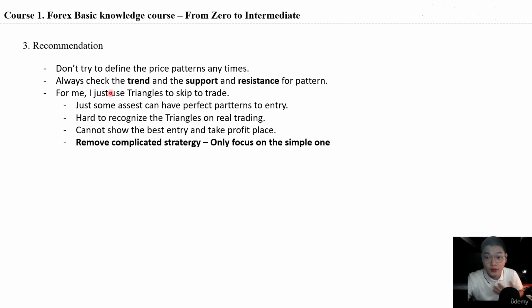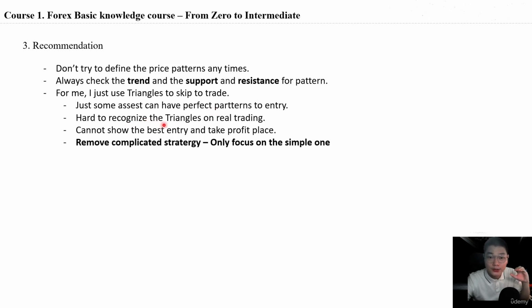And for me, you can follow me. I just use the triangle to skip the trade, because everything when price comes to the triangle is very complicated. The first reason: only some assets can have the perfect pattern to enter, like the major currency pairs. Some of the cross pairs have very high fluctuation, so this triangle pattern is quite hard to define and to trade.